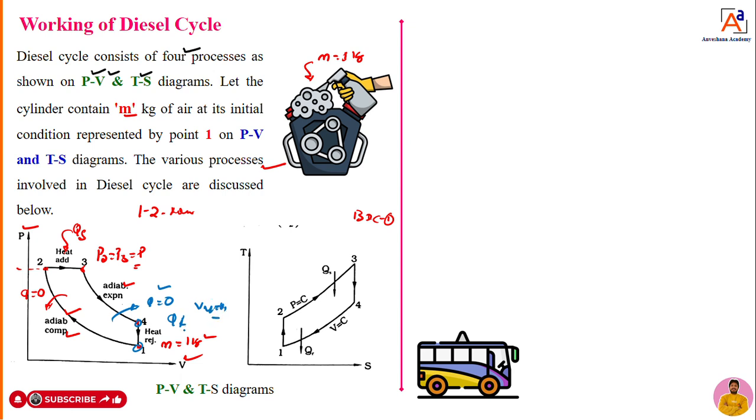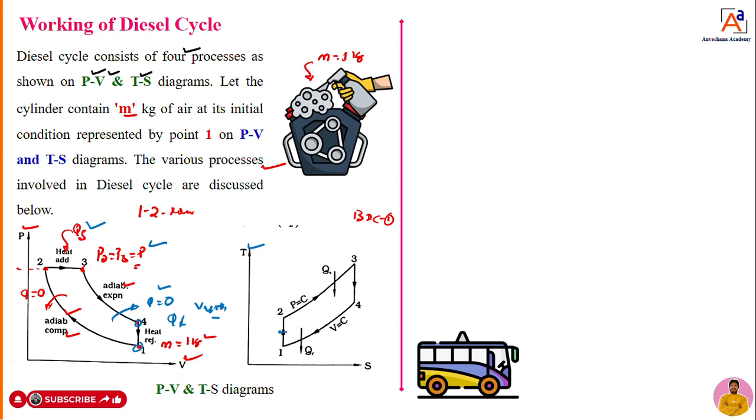But here heat rejection takes place at constant volume, but heat addition takes place at constant pressure. But in the Otto cycle, both heat addition and heat rejection take place at constant volume. That is the major difference now. This is about the PV diagram. Okay, now the TS diagram, temperature variations with entropy.